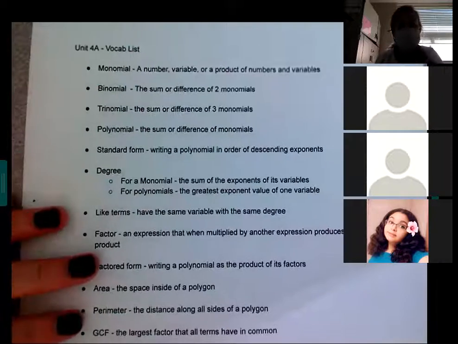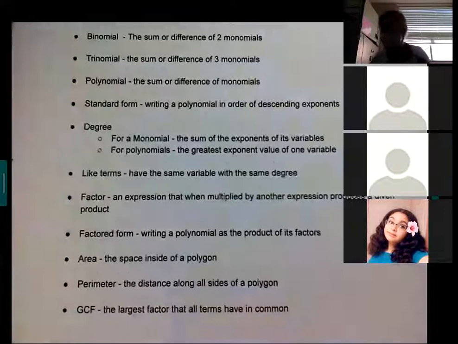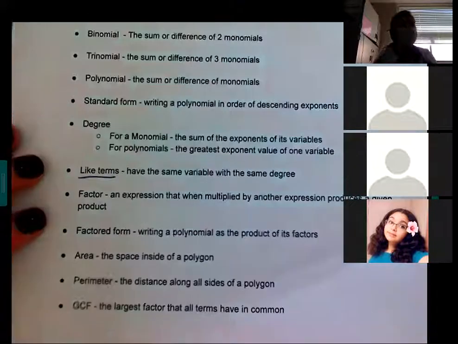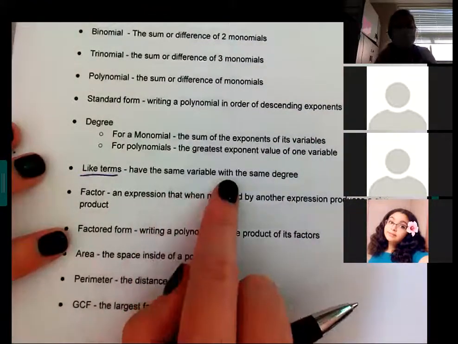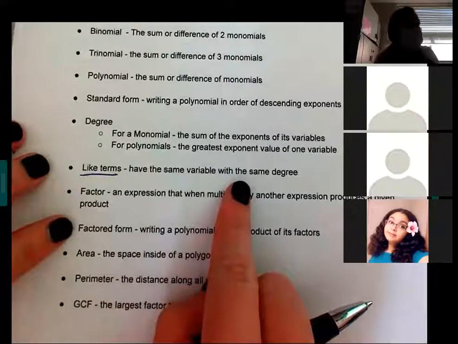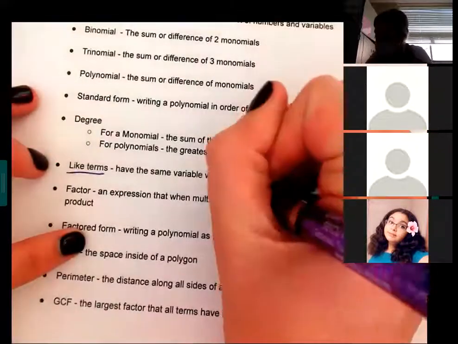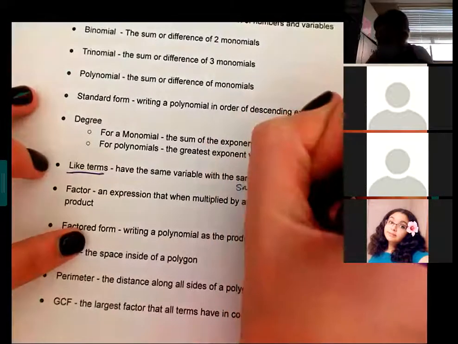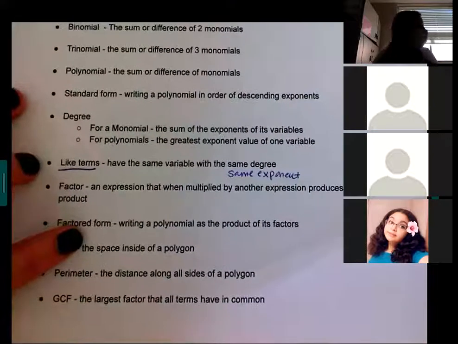All right, so for a vocab list, some of these words should be familiar. You should have seen some of these. So I'm going to skip down to ones we should have known, if that's okay with y'all. Hopefully everybody knows what like terms are, right? Do y'all see how it says they have the same variable with the same degree? What that means is they have the same variable and the same exponent. They are not like terms unless they are exactly the same.